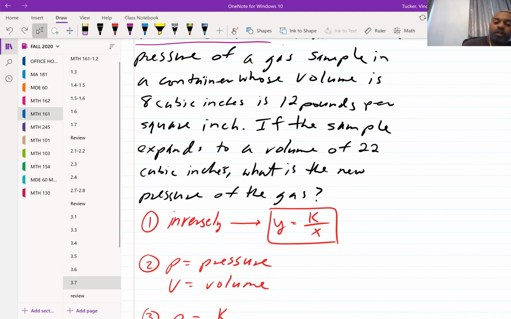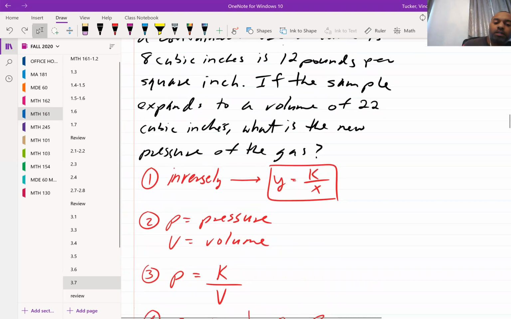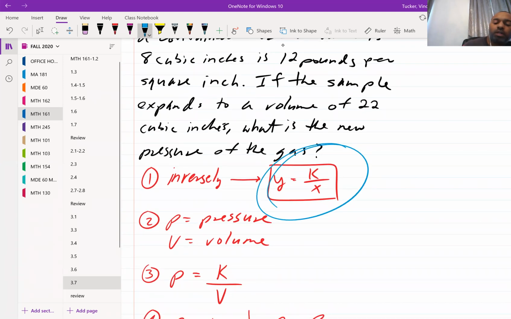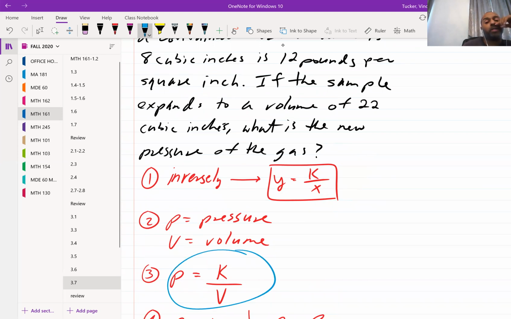All right, so now I use P and V to go ahead and set up according to our inverse variation. That's what we did right here. Don't forget K is always a part of our setup.